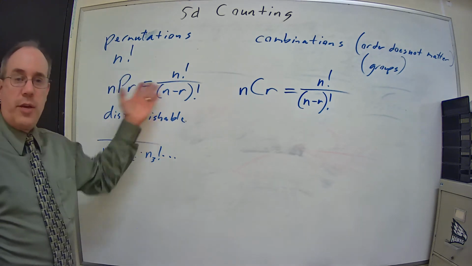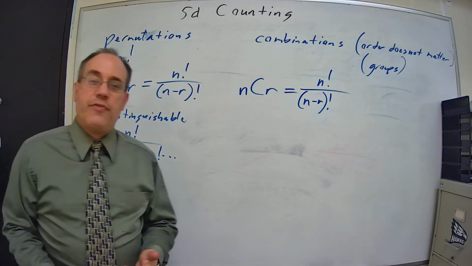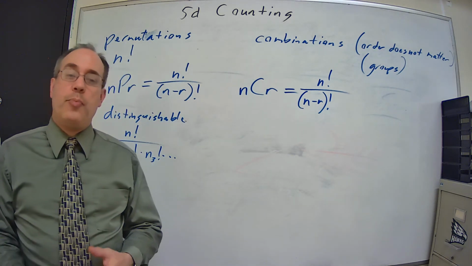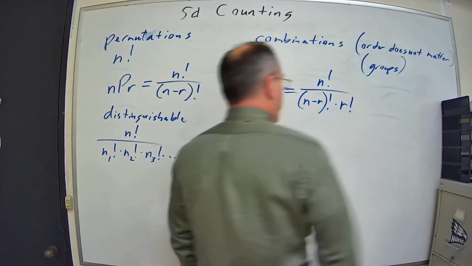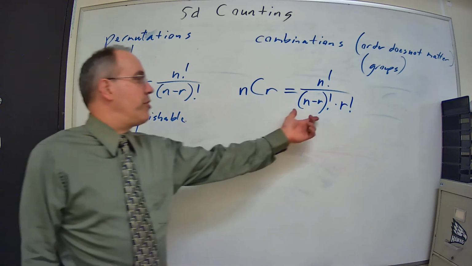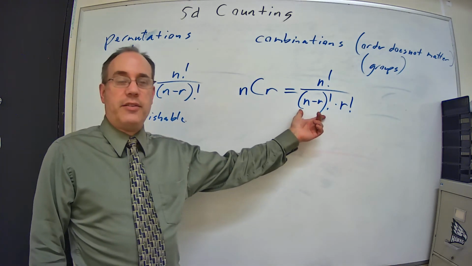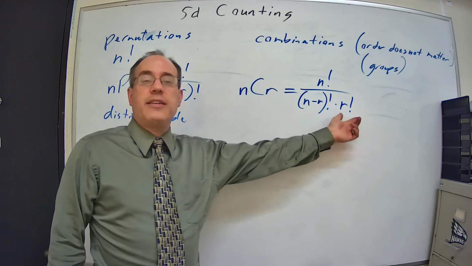So far it looks like permutations. The only other difference is now we don't care about the order of the people who made it into the group, times r factorial. So this is the order of the things that did not make it into the group. This is the order of the things that did make it into the group.